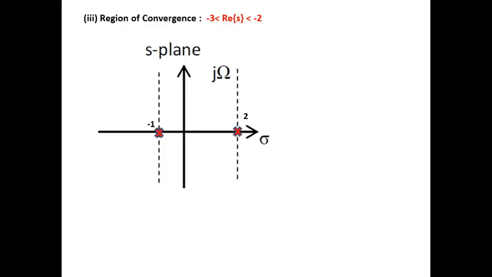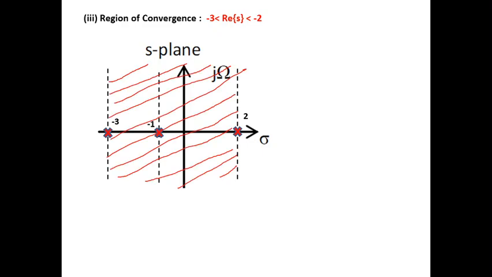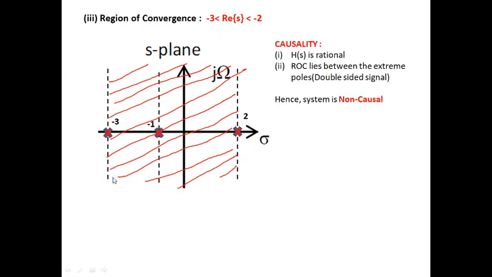Let us take the third region of convergence, greater than minus 3 and lesser than 2. So in this case, the ROC lies between poles. Analyzing the causality, it is neither to the right of the rightmost pole nor to the left of the leftmost pole. Hence, this system is said to be a non-causal system. And the ROC includes the j omega axis, and hence the system is said to be stable. So these are the methods in which you have to determine the region of convergence. Thank you.